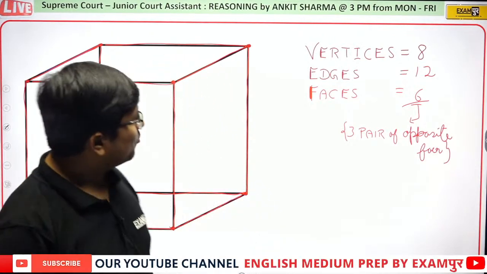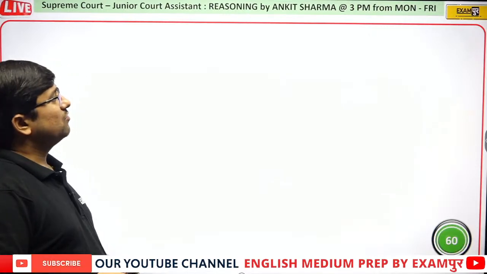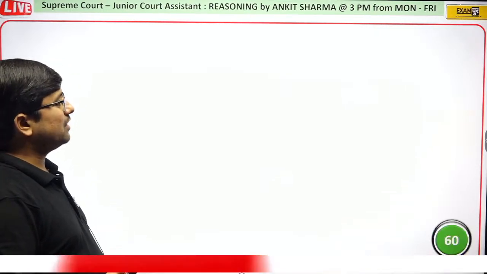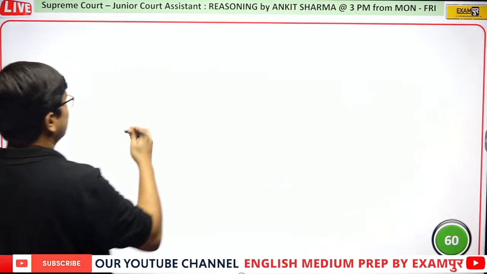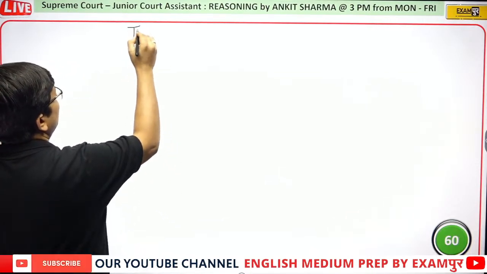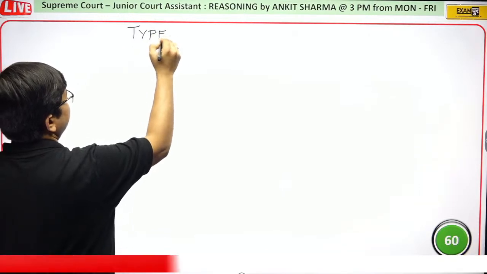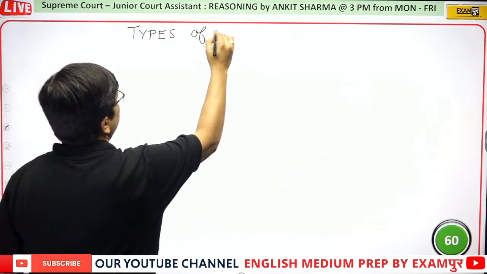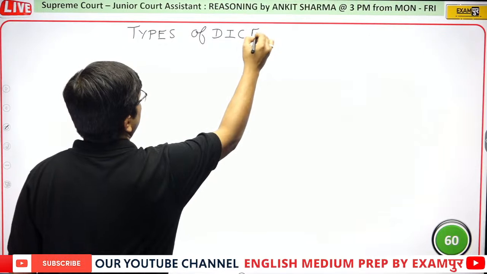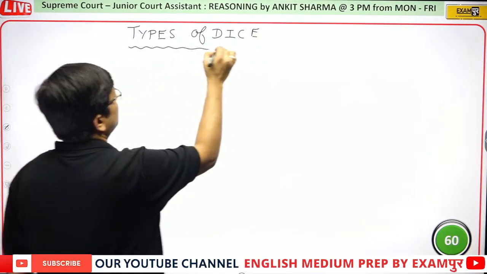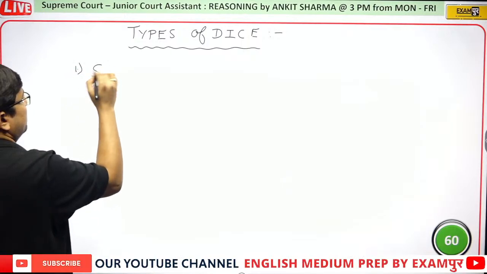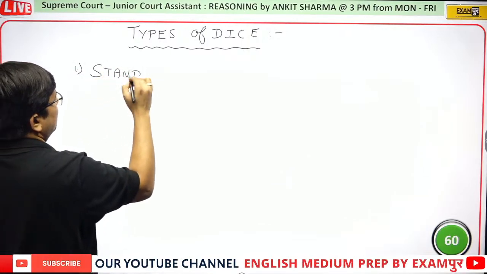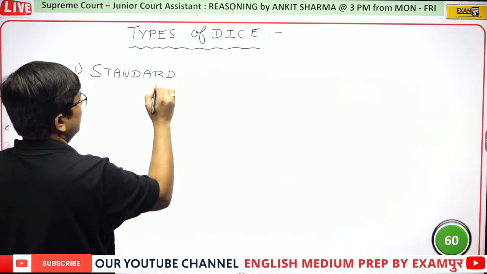Okay. Now moving ahead, my dear students, what are the various types of dice? This is a very important thing. Basically there are 2 types of dice. Number one is the standard dice.